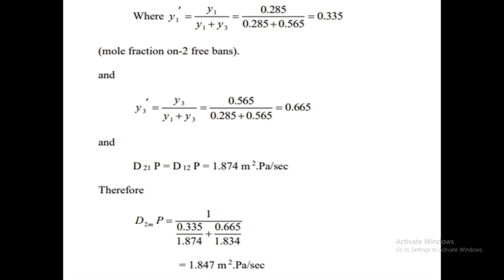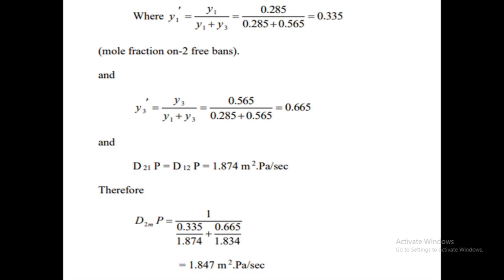This is y1 dash. Why? Because here we will not consider the second component. Why? Because the second component is the free basis. Okay. So y3 dash, similarly, is y3 divided by y1 plus y3. All the values are known or given values. So substitute here and find 0.665 as y3 dash. All of you are very familiar from the derivation of DAB to DBA. So this shows that DAB is equal to DBA.